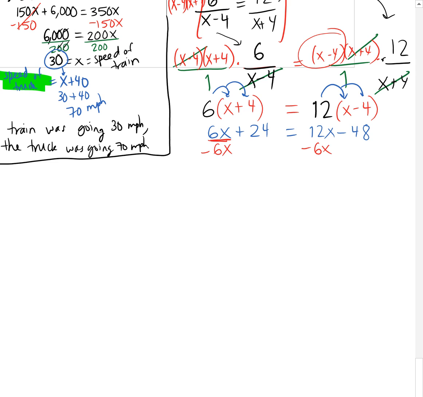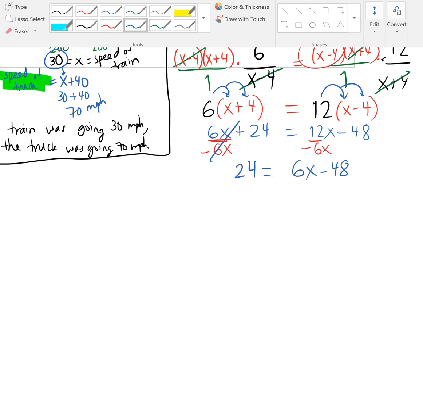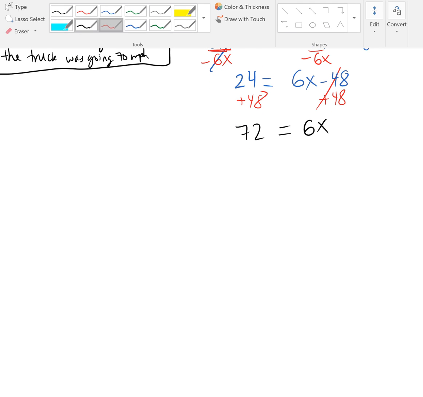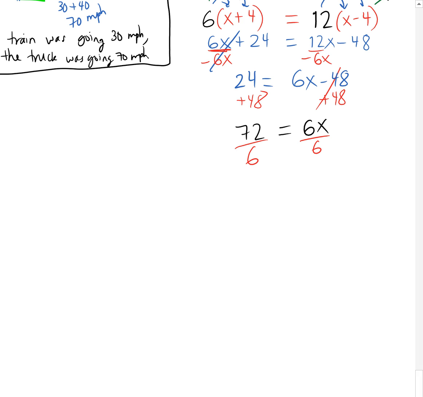I always move the smaller coefficient to the larger. If I move the 6x over, the coefficient I end up with is positive, which is nice. Once I do that, 24 equals 6x minus 48. Now I want to move the 48 over to isolate x, so I'll add it. 24 and 48 is 72. And 6x is all by itself, and we'll be done if we just divide both sides by 6. There we go. 6 goes into 72 12 times, I believe.